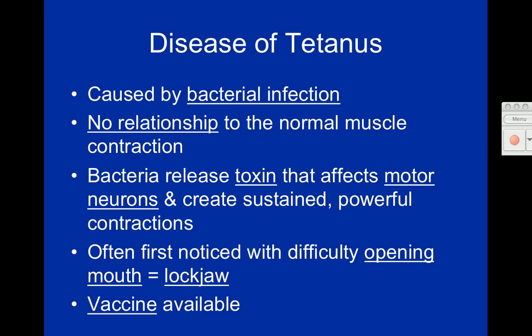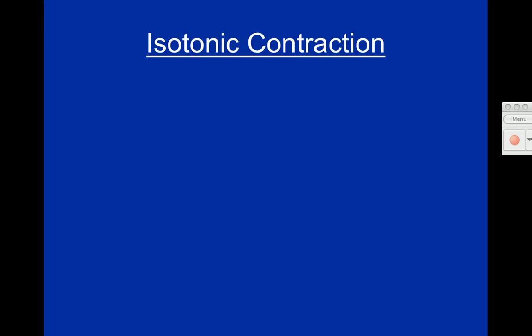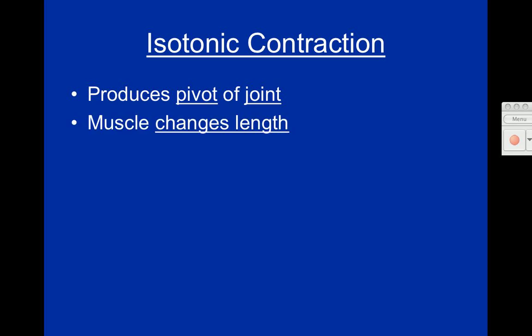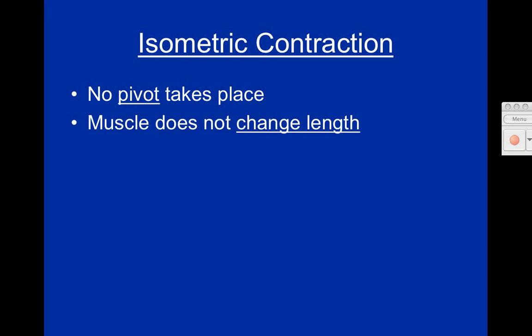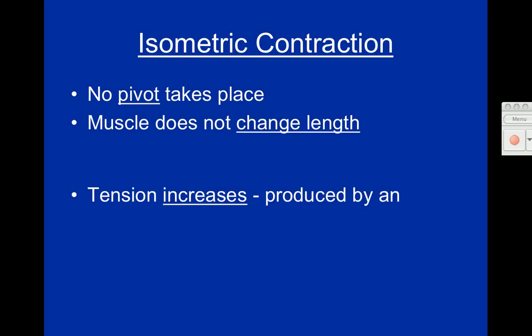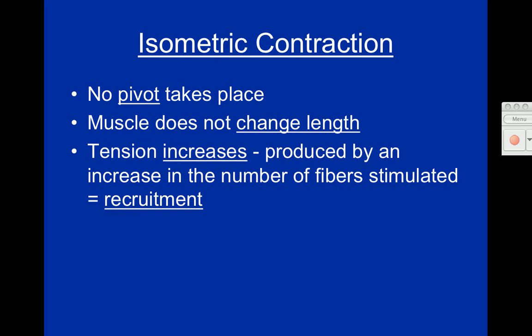Now we have two other types of contractions to talk about that are opposites of each other. An isotonic contraction is one that produces the pivoting of a joint. So the muscle actually changes length, but as we do so, the tension stays the same. So this would be like me picking up a book. An isometric contraction, on the other hand, has no pivoting taking place. So the muscle does not change length, but the tension increases and in fact maximizes.